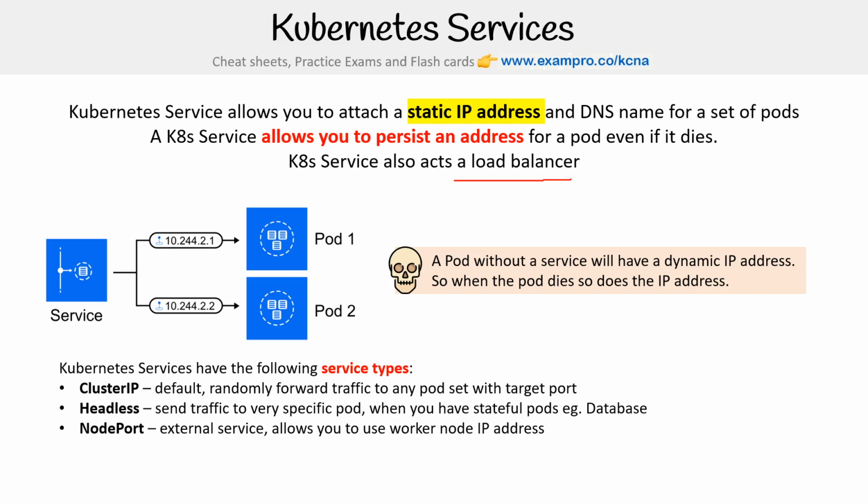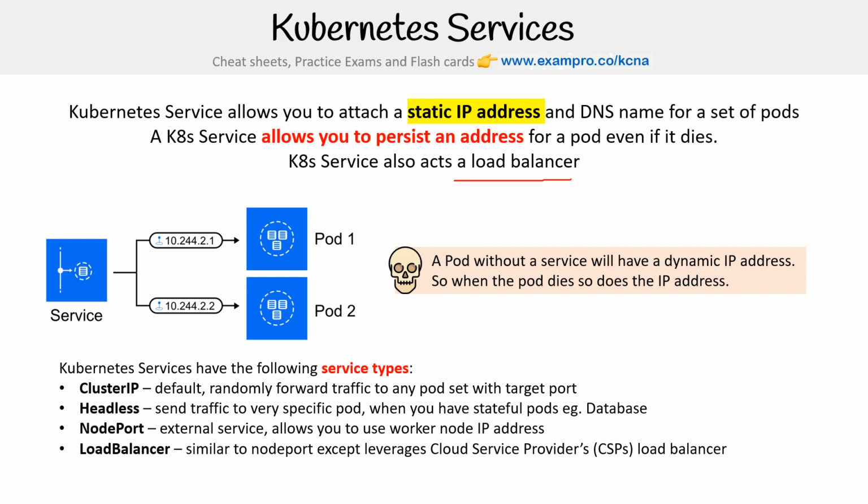We have node ports, an external service that allows you to use a worker node IP address. It's a way of exposing the node, like opening a port on the node, because generally the cluster IP is internal, so you have to access it within the cluster. But we'll talk about that when we get to that slide.